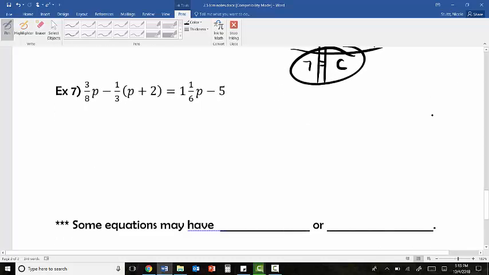All right, so number 7 is the last one that we'll do for the distributing part. I want to point out you are distributing negative 1/3, so please be really careful about your signs here. This is going to stay as 3/8, but negative 1/3 times p is negative 1/3 p. Negative 1/3 times 2 is negative 2/3. 1 and 1/6 is probably going to be easier if you just make that 7 over 6, so I usually change those right away.